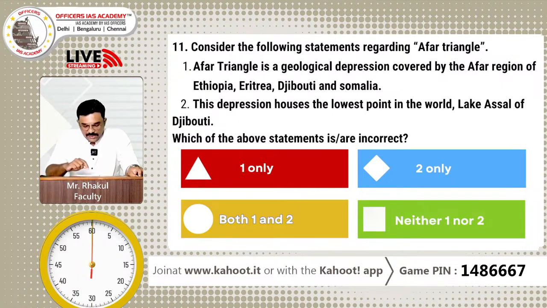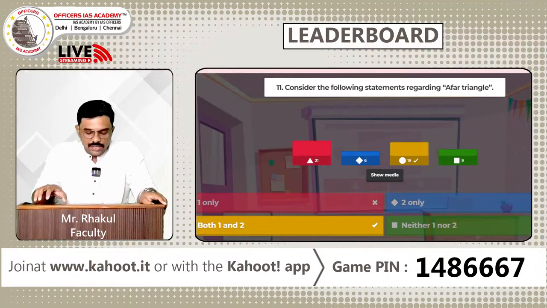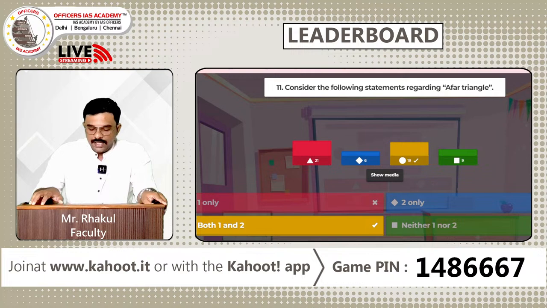Consider the following statements. Afar triangle is a geological depression covered by the Afar region of Ethiopia, Eritrea, Djibouti, and Somalia. Actually, Somalia is not a part of the Afar region. Only Ethiopia, Eritrea, and Djibouti are there. So statement 1 is incorrect. Statement 2, this depression houses the lowest point in the world, Lake Asal of Djibouti. Actually, Lake Asal of Djibouti is not the lowest point. It is actually the Dead Sea.